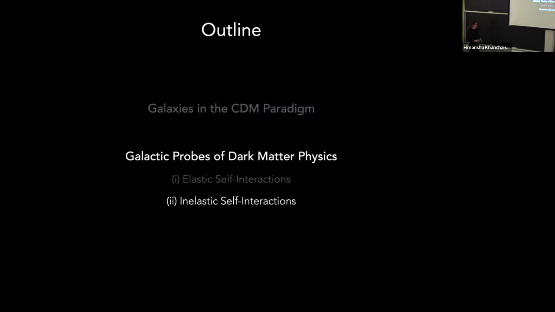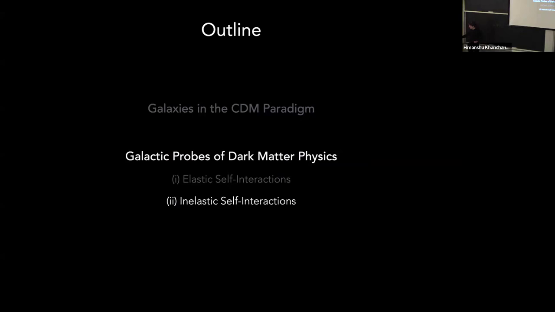So for the last few slides, I just want to talk about a scenario where we continue having self-interactions, but now we allow the self-interactions to be inelastic, so the dark matter can lose energy, as opposed to the case we just described. This is the scenario where things start going really weird, really crazy, and I will show you an example where we've just completely broken the galaxy.